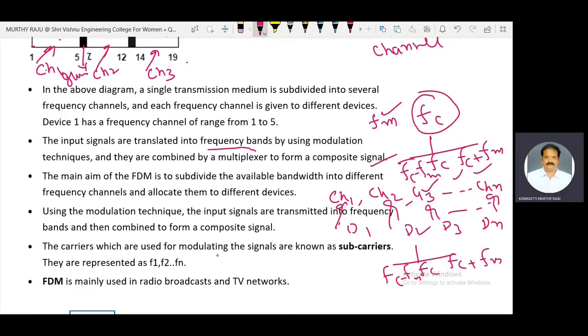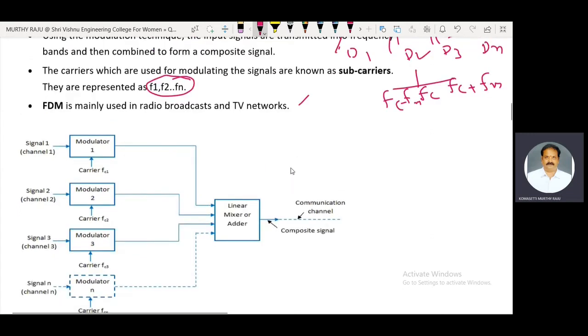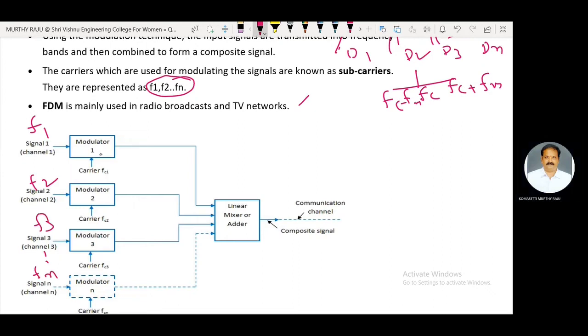The carriers which are used for modulating the signals are known as subcarriers. These are the carrier frequencies. FDM is mainly used in radio broadcast and TV networks. This is clearly explained in this figure: signal 1, signal 2, signal 3, signal N. Signal 1 is modulated by using carrier frequency FC1. Suppose signal 1 frequency is F1, signal 2 frequency is F2, signal 3 frequency is F3, and signal N frequency is Fn. With the help of carrier frequencies, modulation takes place.